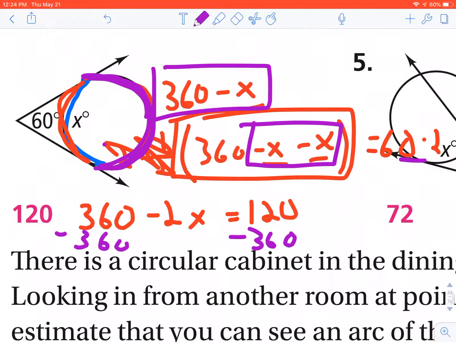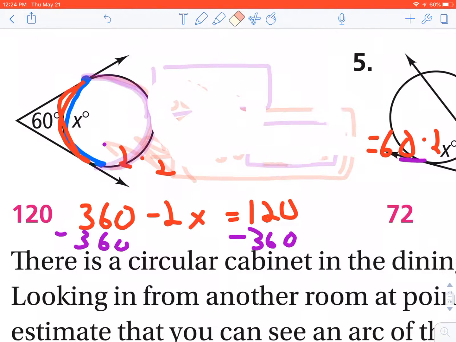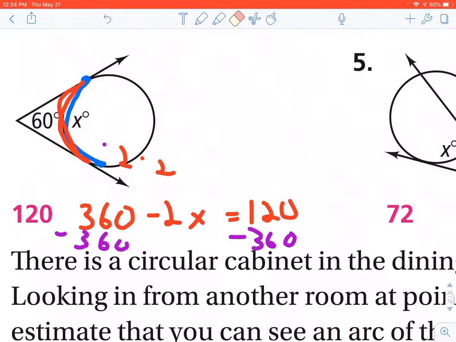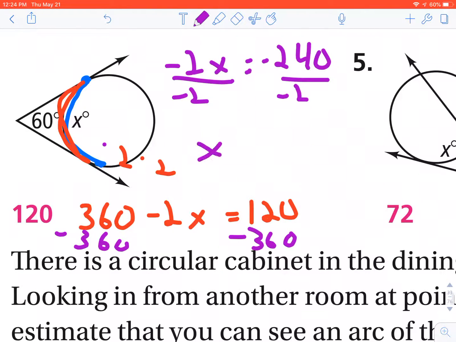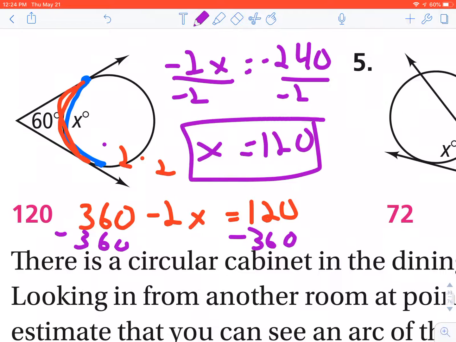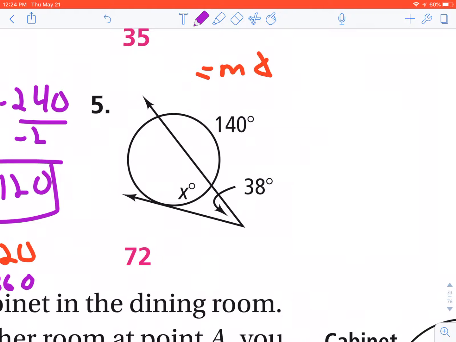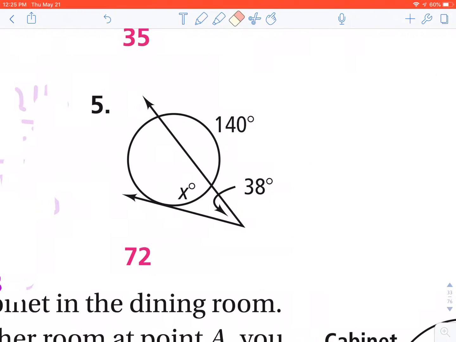And you get, I'm going to erase some of this stuff so I have a little bit more room. When you do this, you're going to get negative 2x is equal to negative 240. Divide both sides by negative 2. X is 120. Okay? Same idea here for number 5. The only difference is you know a little bit more information. Well, in number 5, we are told that from here to here is 140 degrees.